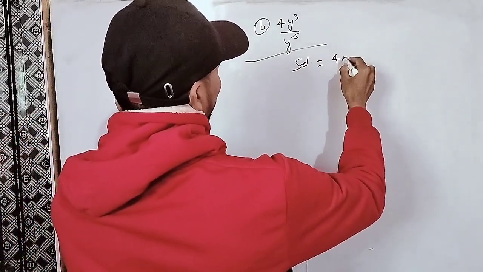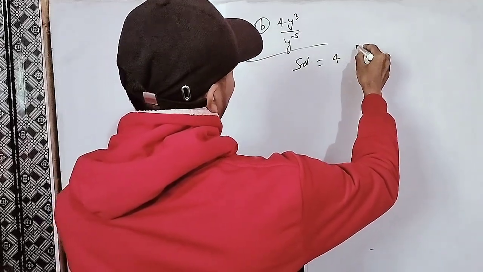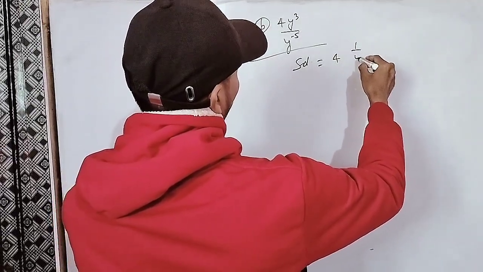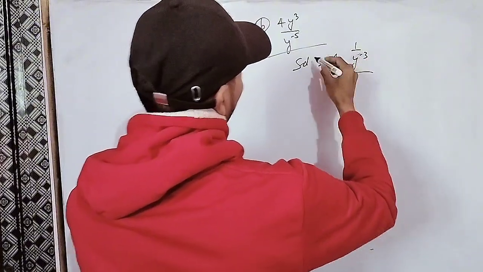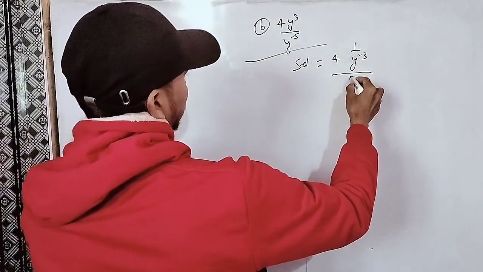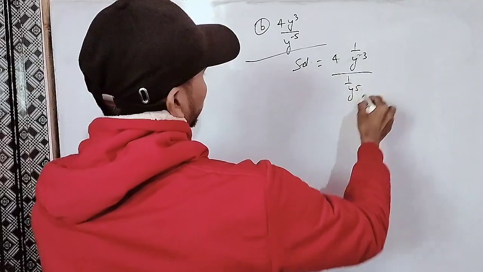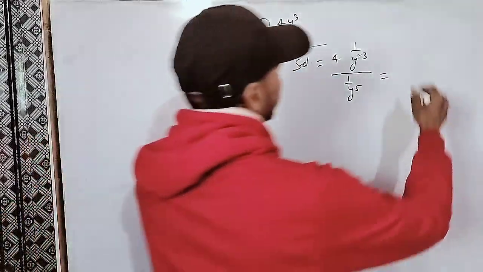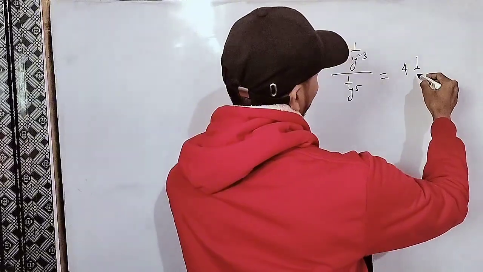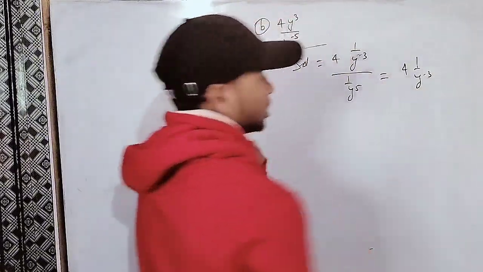So here, similar, 1 by 4, 1 by y minus 3, and then y, 1 by y. Okay. Then 4 as it is. Now this denominator would change its position.